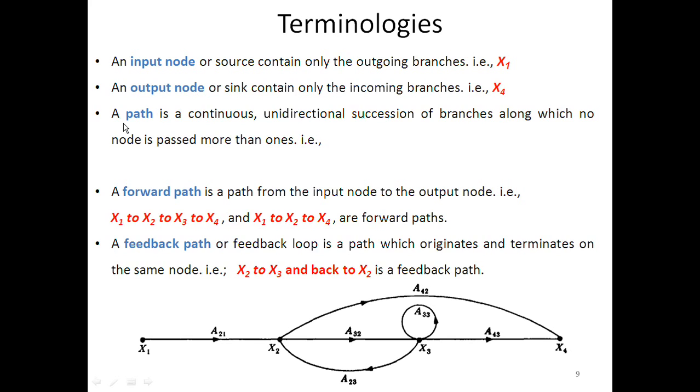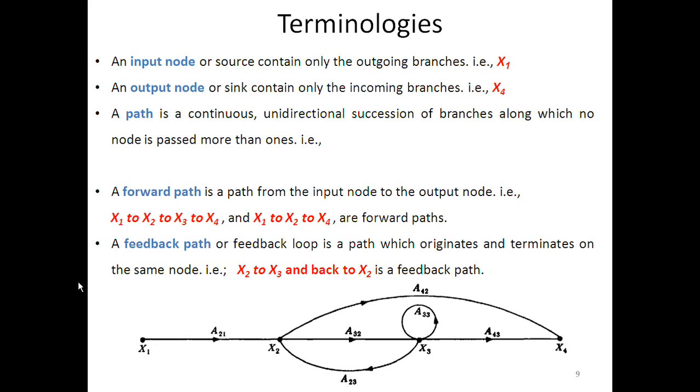A path. So what is a path? Path is a continuous unidirectional succession of branches along which no node is passed more than once. So for example, this is one path, X1, X2, X3, X4. This is another path, X1 to X2, X2 to X4. And this is a third path, X2 to X3, X3 to X4. Likewise, there are n number of paths.